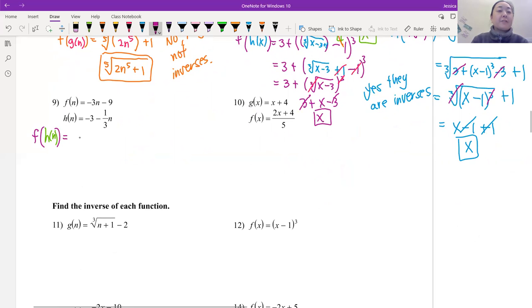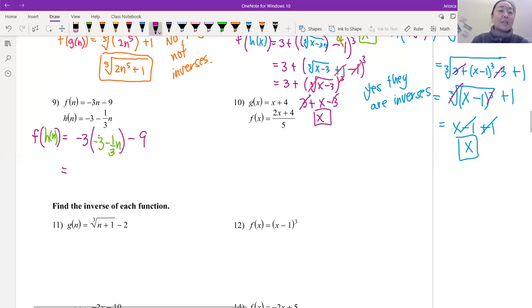So here it is. f is going to be negative 3, and I got my parentheses, this is my n, minus 9. And then my green color, which is h of n. So it's negative 3 minus 1/3 n. All right, so it looks like I do, a good thing I have the parentheses there because I do need to distribute that. So that's going to be, ooh, maybe I'm wrong.